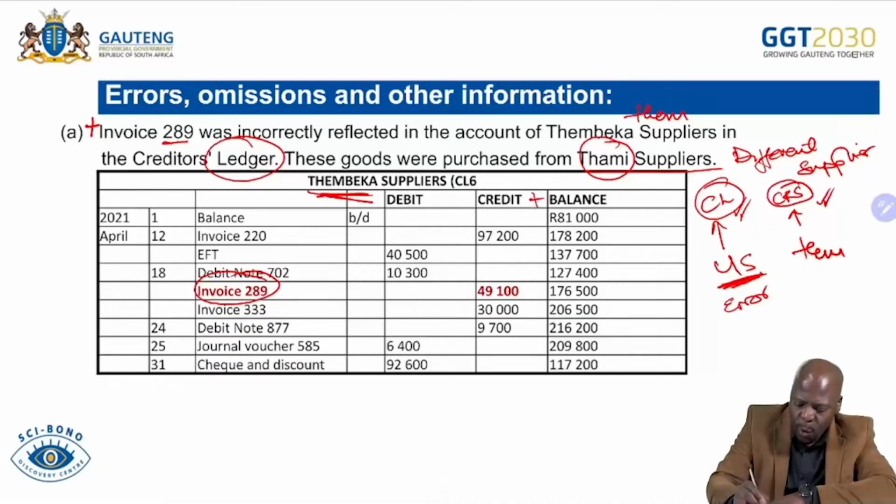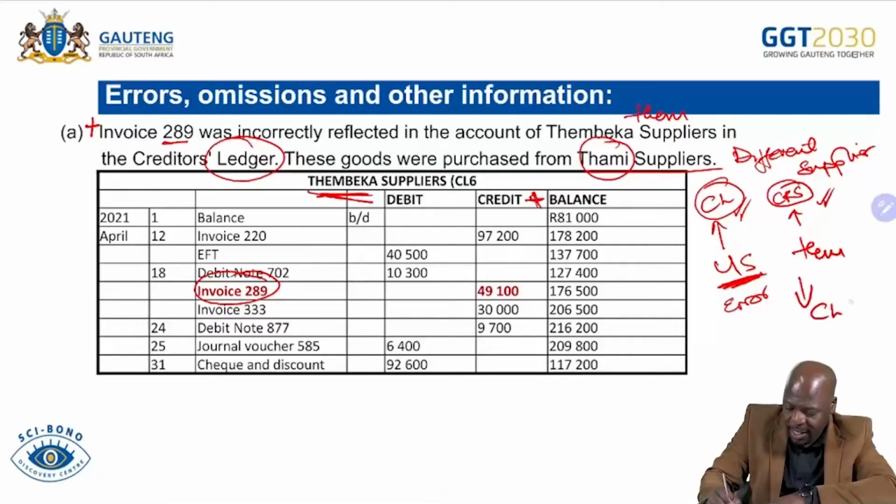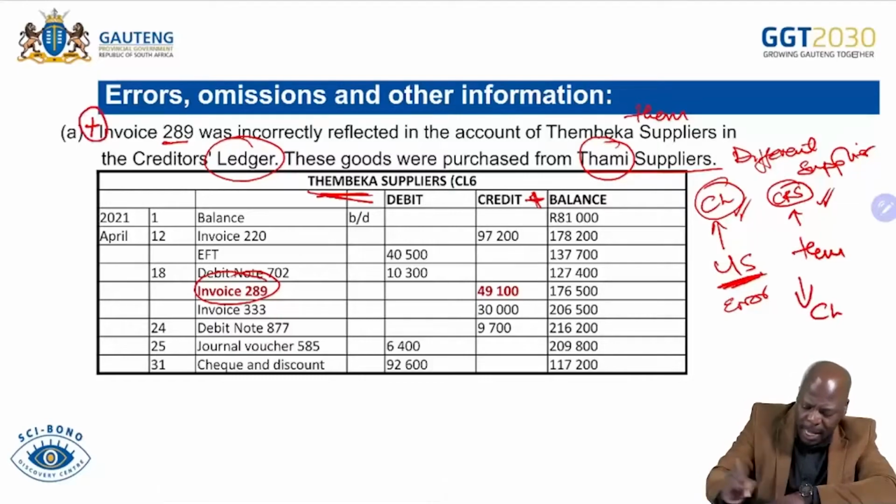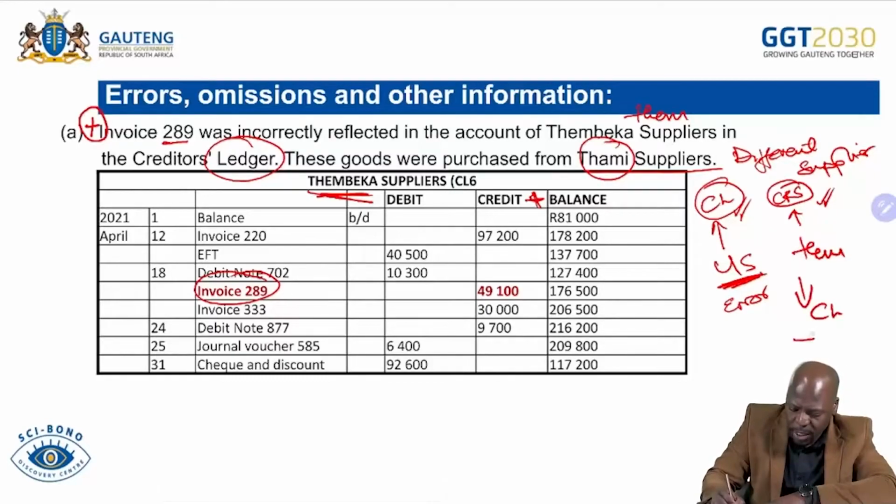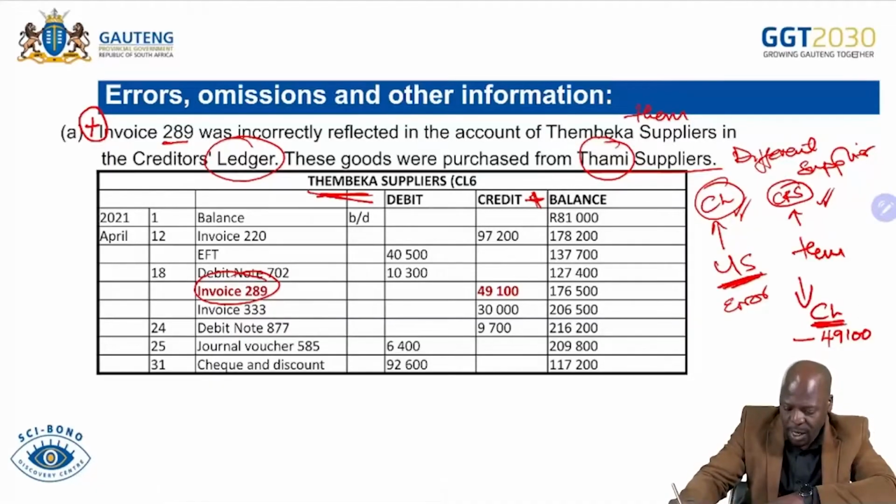What was the error? We added an amount that was not supposed to be added. What then should we do? We should now go where? To the creditors ledger. This is what we should do. We should go to the creditors ledger, and then since we added an amount that was not supposed to be added, we should go and subtract it. How much are we going to subtract? We're going to subtract 49,100. That is what we should do in the creditors ledger. We should go and subtract 49.1.